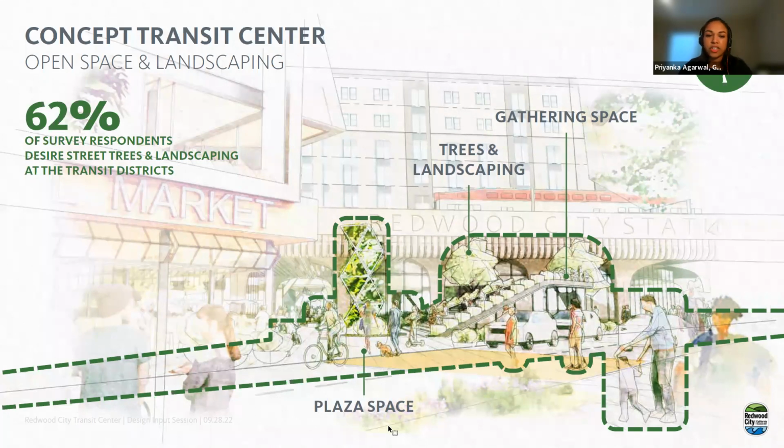The plaza space at the transit center is really envisioned to provide active open space with opportunities for gathering and meeting up with a friend, and just making the experience as a passerby really pleasant and an opportunity for the transit center to be a desirable place. And we can really achieve this through landscaping and open space elements, because that was a major feedback that we saw in the survey: 62% of respondents desired street trees and landscaping at the transit center.